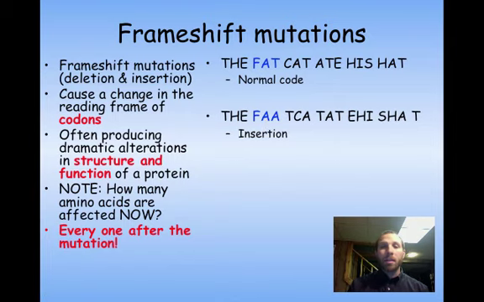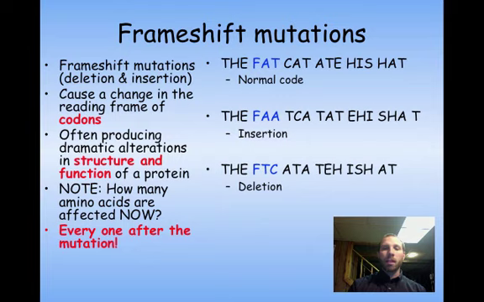The opposite happens in a deletion. If we delete the A, now it's the futka ata te ish at. Again, gibberish, because all of the amino acids shifted to the left. Excuse me, not amino acids. All of the nucleotides shifted to the left.